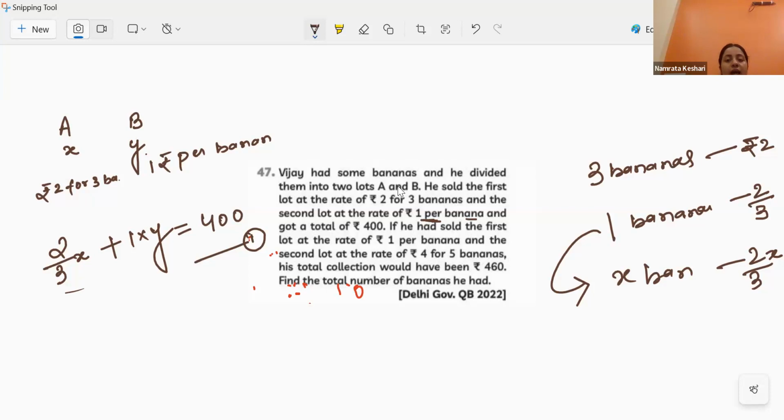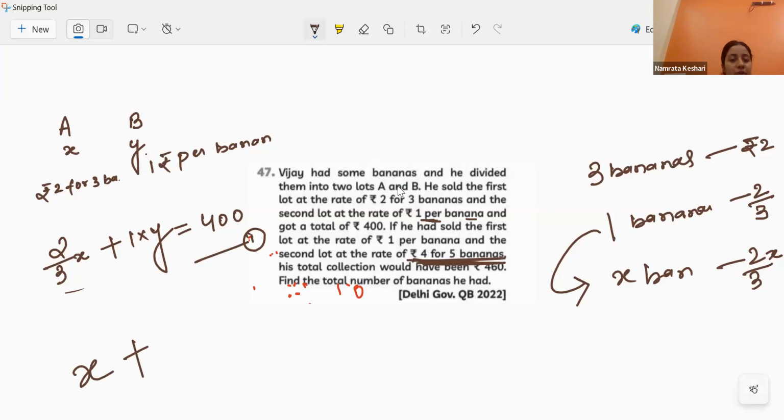Next, if he had sold the first lot at a rate of 1 rupee per banana, great. First lot 1 rupee per banana, X bananas are there, X rupees. Clear? And the second lot at rupees 4 for 5 bananas. See, this is the pain point. Rupees 4 for 5 bananas.